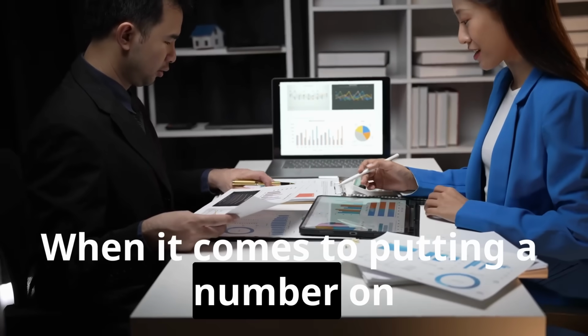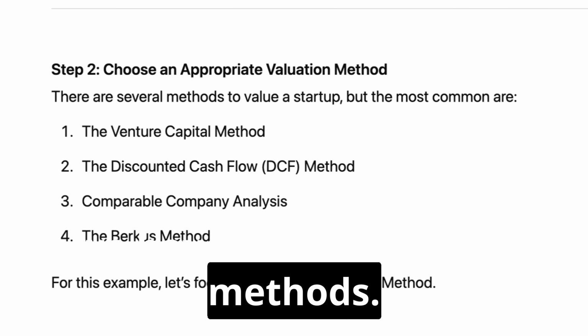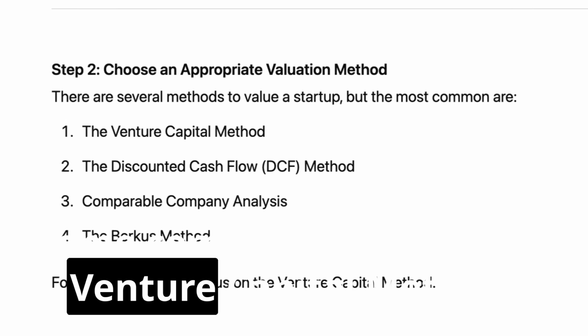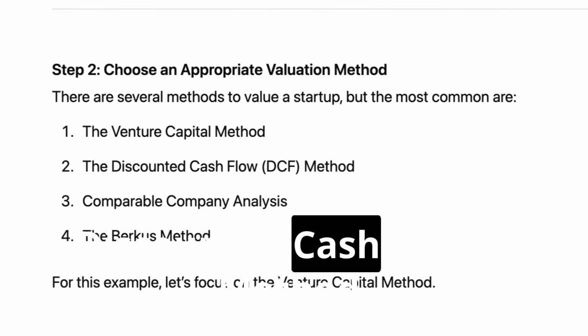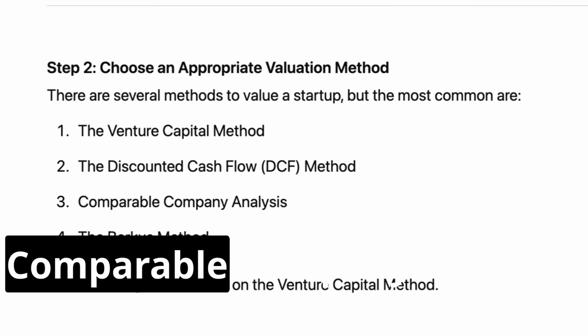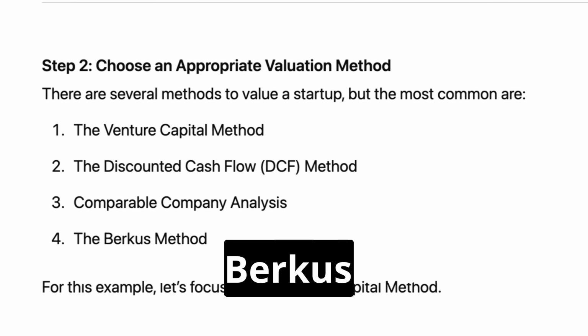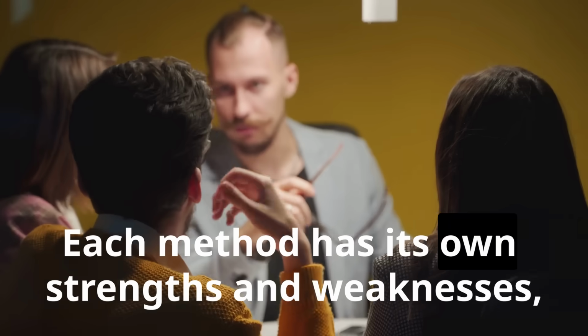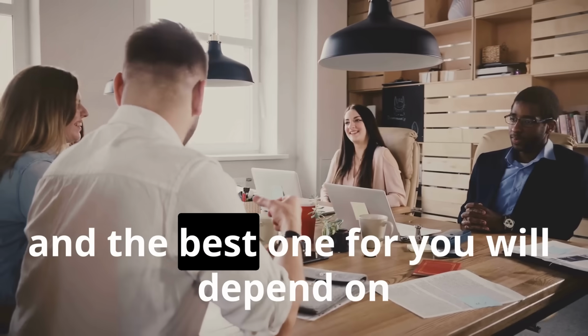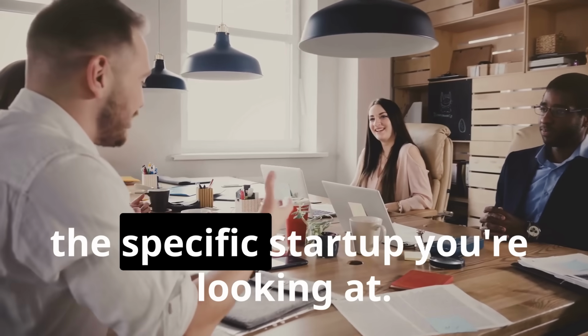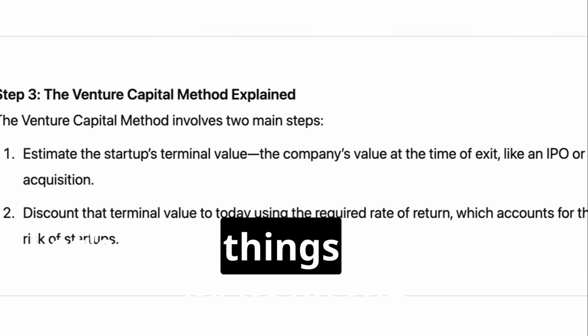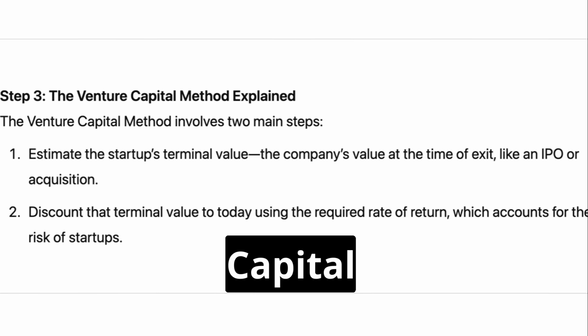When it comes to putting a number on that potential, we have a few different methods. Some common ones are the venture capital method, the discounted cash flow, DCF method, comparable company analysis, and the Berkus method. Each method has its own strengths and weaknesses, and the best one for you will depend on the specific startup you're looking at. Let's keep things simple and focus on the venture capital method.